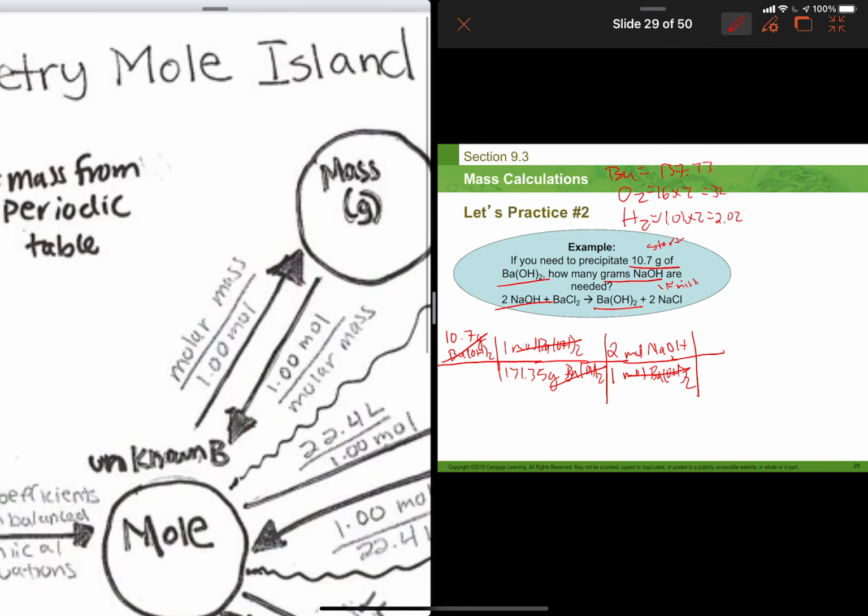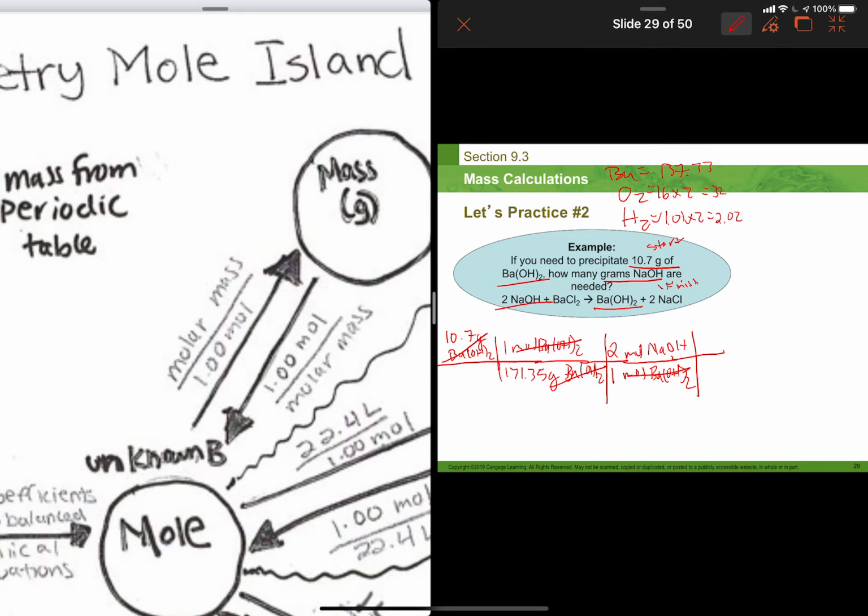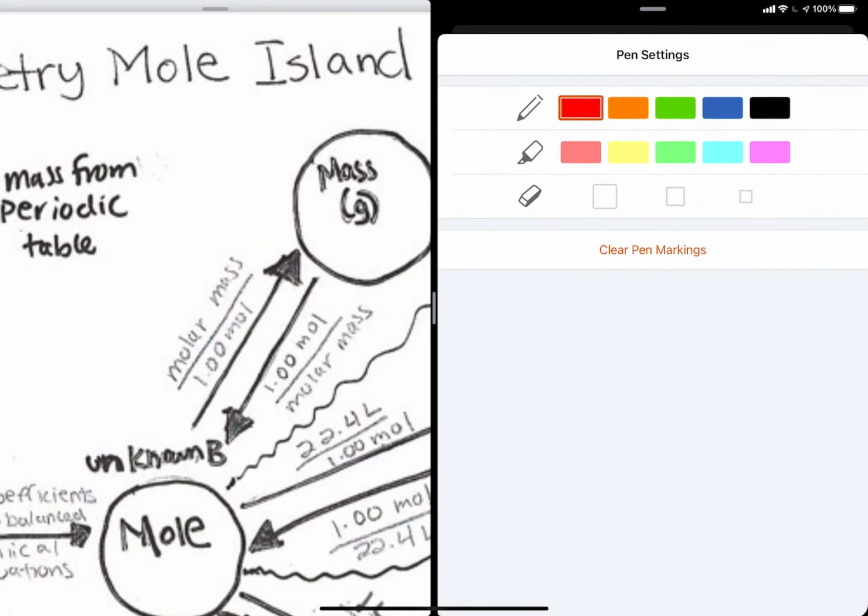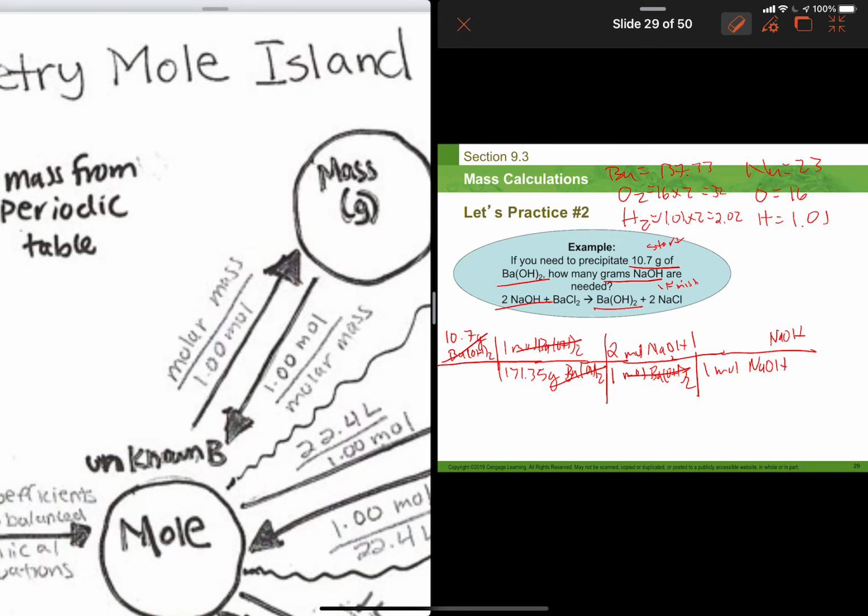Now finally we can move to molar mass. So we're going to use the top one, meaning molar mass of NaOH over 1 mole of NaOH. Okay, so now we calculate Na, O and H. Na is 23, O is 16, H is 1.01. If you remember, I told you 23 plus 16 plus 1.01 gives you 40.01. And that's grams of NaOH. This way we get rid of moles of NaOH.